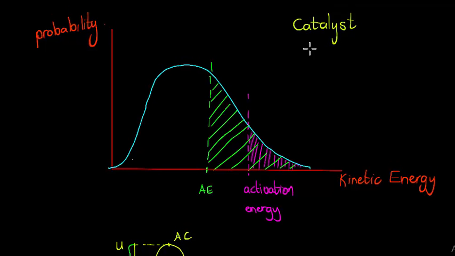So a quick recap, heat will move this whole graph to the right, causing the activation energy to be less relative to the previous graph. A catalyst, however, actually changes the activation energy to move to the left, causing a bigger part of the graph to be to the right.